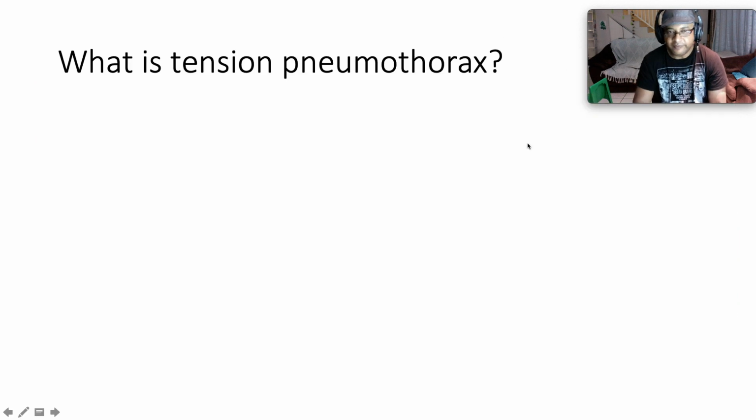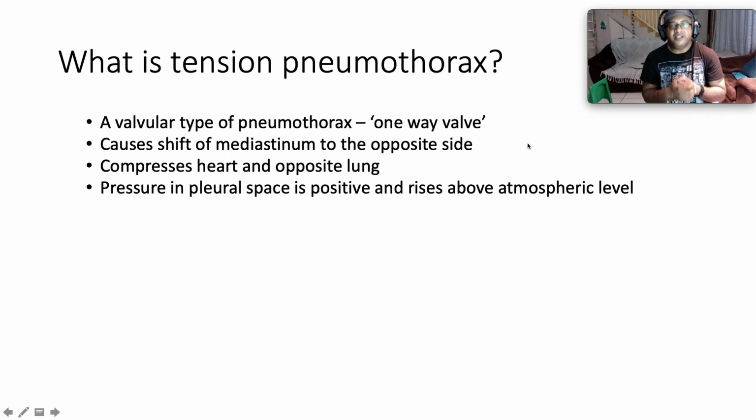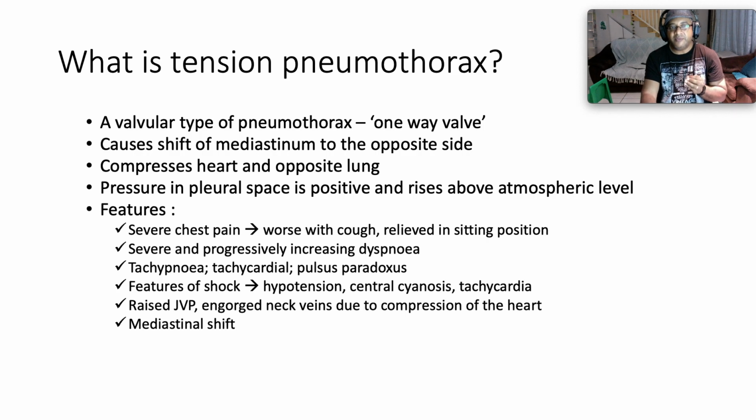Thank you so much. So what is tension pneumothorax? We said it's a valvular type of pneumothorax, creation of a one-way valve. Air enters the pleural space and can't exit. Causes a shift of the mediastinum to the opposite side, compressing the heart and the opposite lung. And pressure in the pleural space is positive and rises above the atmospheric level.